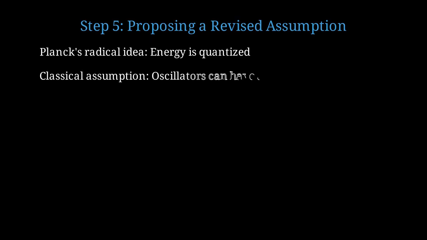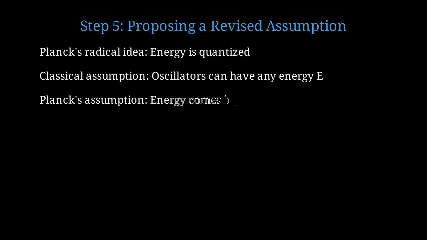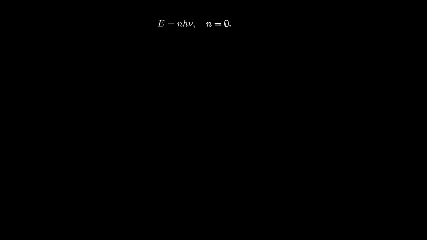The classical assumption was that electromagnetic oscillators in the cavity walls can have any energy E, continuously variable from 0 to infinity. Planck's new assumption was that energy comes in integer multiples of h nu, where n is an integer, h is a new constant, and nu is the frequency. E equals n h nu, where n equals 0, 1, 2, 3, and so on. The constant h is now called Planck's constant.